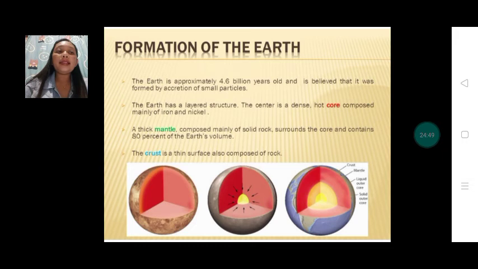The center is a dense, hot core composed mainly of iron and nickel. And then, a thick mantle composed mainly of solid rock. So nagcompose siya og solid rock, then surrounds the core and contains 80% of the Earth's volume. So the crust is a thin surface also composed of rock.